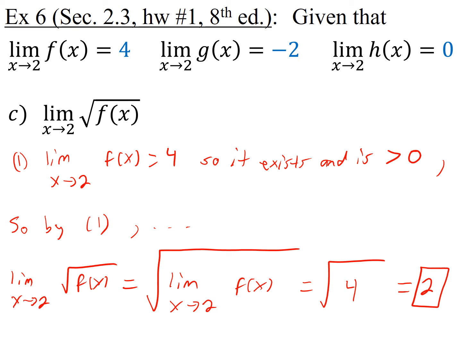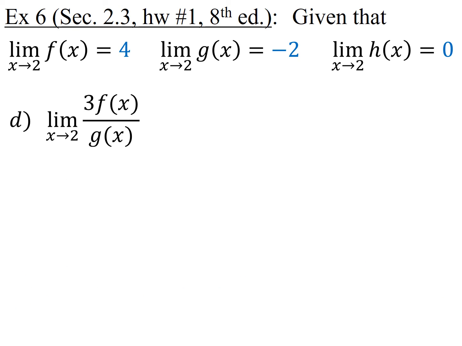All right, let's try the next one. Okay, so this one just takes 2 steps. We need the limit of the top and the limit of the bottom to exist before we can use the division limit law. The limit of the bottom also has to not be 0. The limit of the bottom is not 0, it's -2, so that's great. And we also need the limit of the top to exist. So we're going to have to actually show that first.